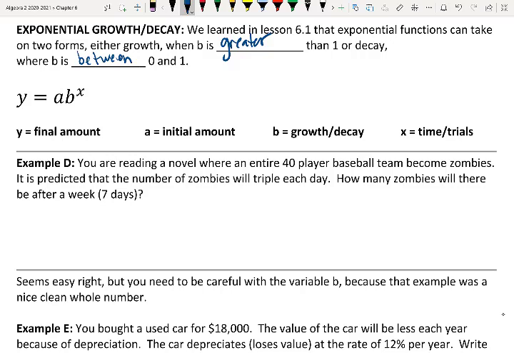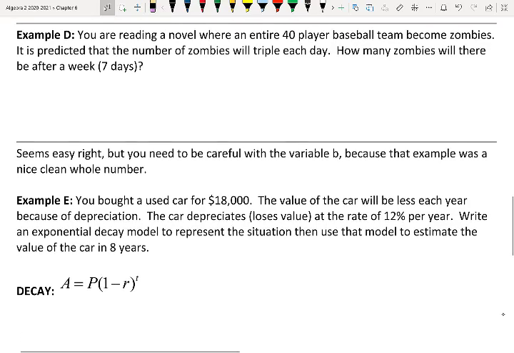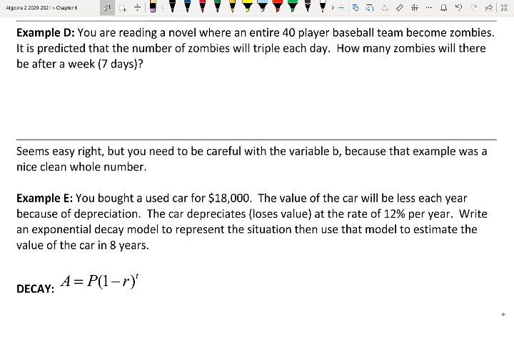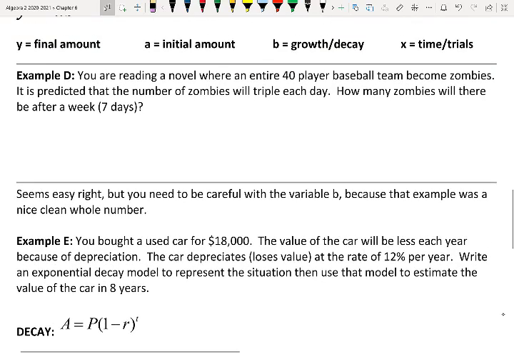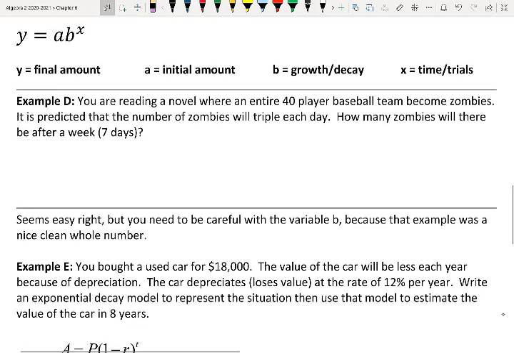So if we jump into a basic example here, for example D, we're reading a novel in which our entire 40-player baseball team becomes zombies. It is predicted that the number of zombies will triple each day. How many zombies will there be after a week? So after 7 days. The numbers that we're given here, we've got 40 players. We are told that they're going to triple each day, and we're trying to figure out how many zombies there are going to be after a week.